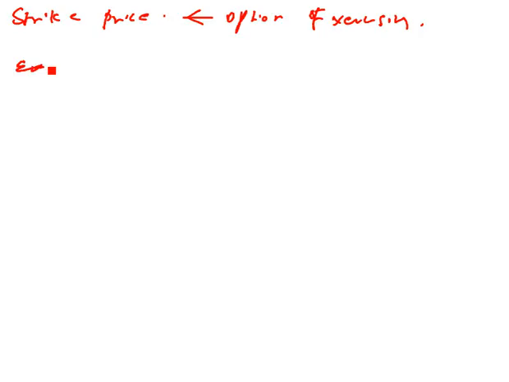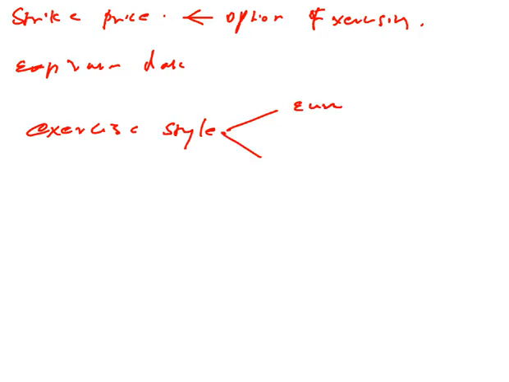And then we have something called expiration date. What is the expiration date? As I told, that is the maturity date of the contract. It's also called the final settlement date. And then the options can also be divided into two categories, which is based on the exercise style. Like based on the exercise style, exercising of the option, we can divide it into two types. That is the European option. Another one is the American option.